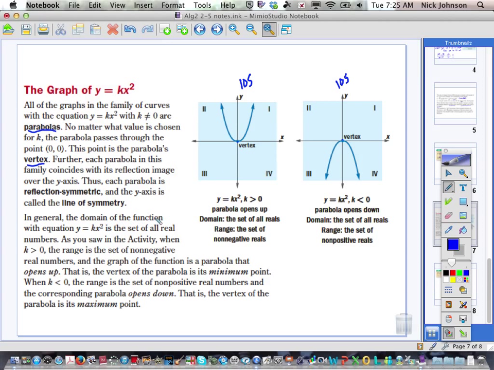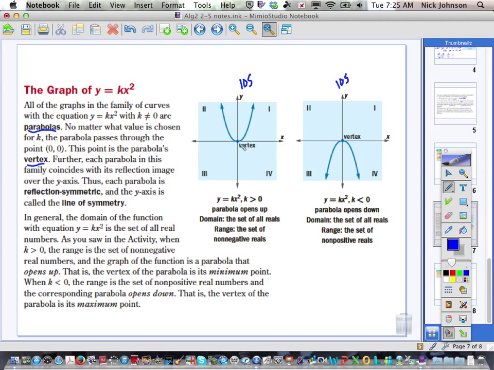In general, the domain of the function with the equation y equals kx squared is the set of all real numbers. As you saw in this activity, when k is greater than 0, the range is the set of non-negative real numbers, and the graph of the function is a parabola that opens upwards. When k is positive, we get a parabola that opens upwards. When k is negative, we get a parabola that opens downwards. Okay?